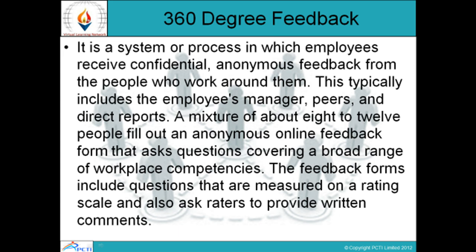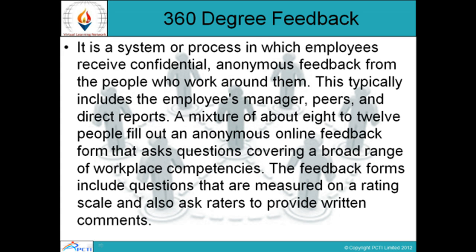Now, the 360-degree feedback. In the previous session, we also had a discussion about the 360-degree feedback. 360 feedback is basically getting feedback from each and every party with whom the employee has interacted or to whom the employee is related. It is the system or process in which the employee receives confidential, anonymous feedback from the people who work around them.